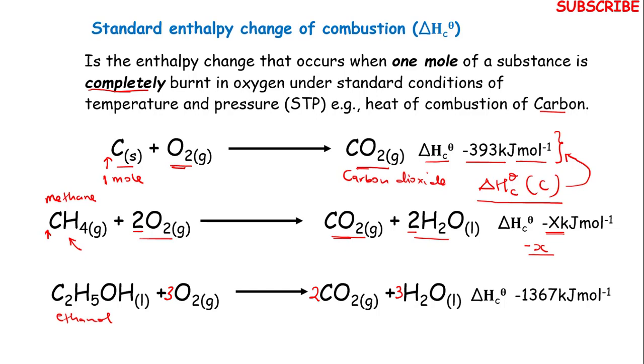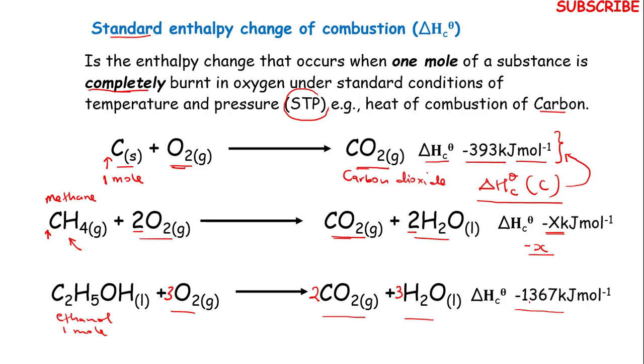So when we burn 1 mole of ethanol in our excess oxygen or completely burning it in oxygen, we shall form our carbon dioxide and water, just like the equation before. So the enthalpy change of combustion of our ethanol will become minus 1367 kilojoules per mole.